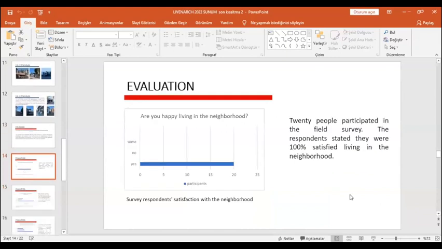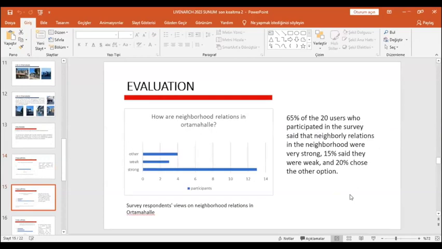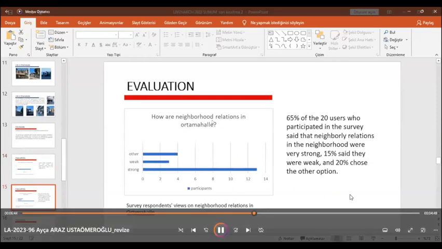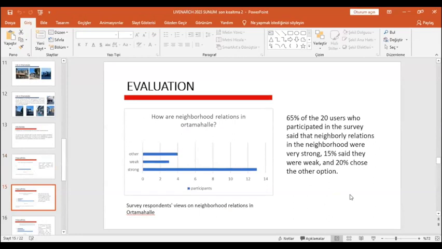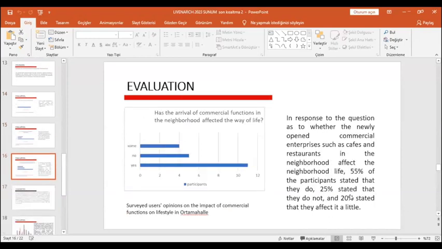20 people participated in the field survey. The respondents stated that they were 100% satisfied living in the neighborhood. 65% of the 20 users who participated in the survey said the neighborhood relations in the neighborhood were very strong. 15% said they were weak, and 20% chose the other options.